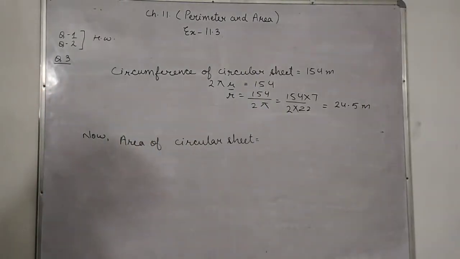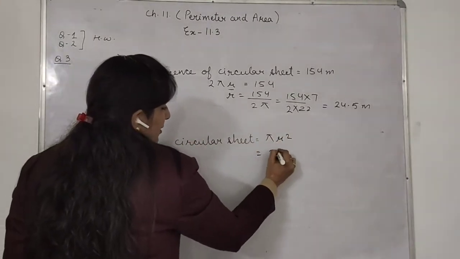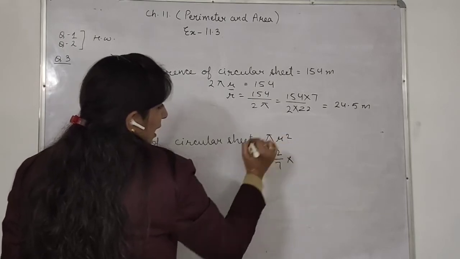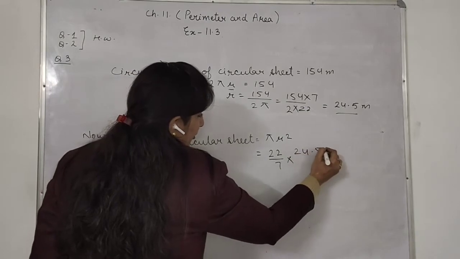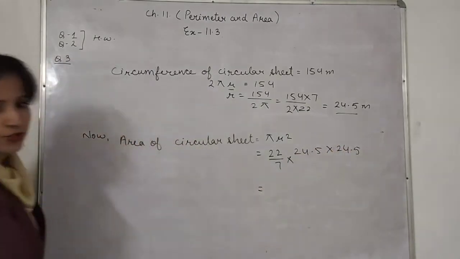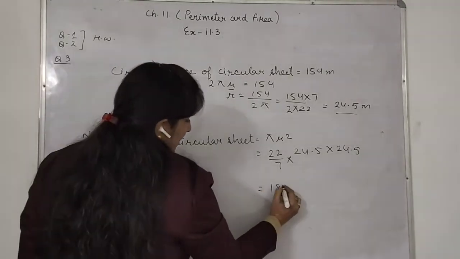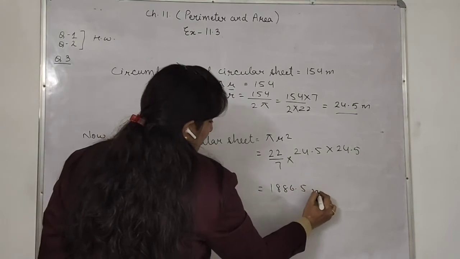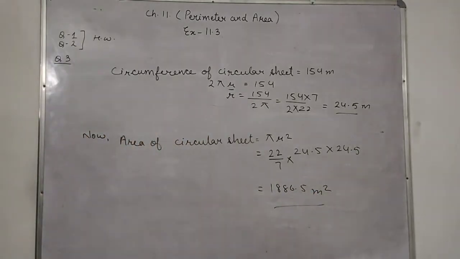Now we need to find the area. So for area, what is the formula? Pi r square. So in place of pi, 22 by 7 and r square. So r we have just found out. So I'm putting that value. 24.5 multiplied by 24.5, and you have to just calculate the value to find out the area. After calculating, it is 1886.5 meter square. So this is the solution for question number 3.